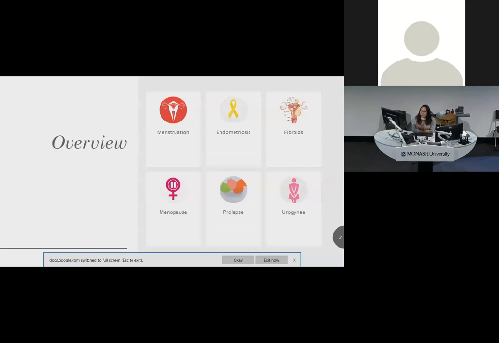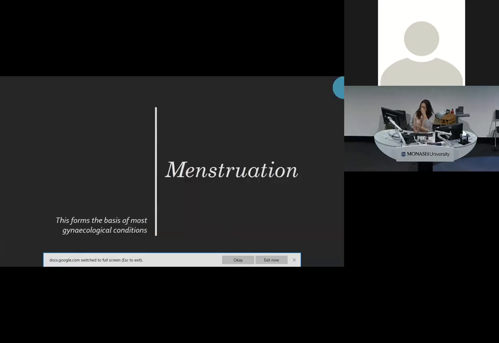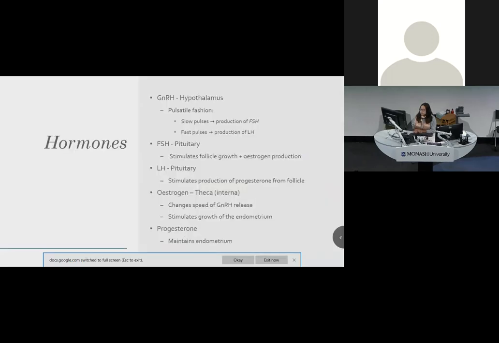So my topics today will be menstruation, endometriosis, fibroids, menopause, prolapse, and urogyne. I kind of got all the leftover topics, so there won't really be much to mesh them all together. But anyway, menstruation: I'll go through the menstrual cycle, which forms the basis of most of your gyne conditions. It would be really good if you guys could learn this backwards, forwards, inside out, back to front. It's really important. So going through the hormones first.